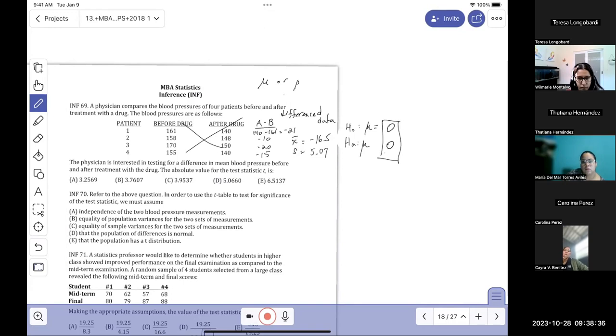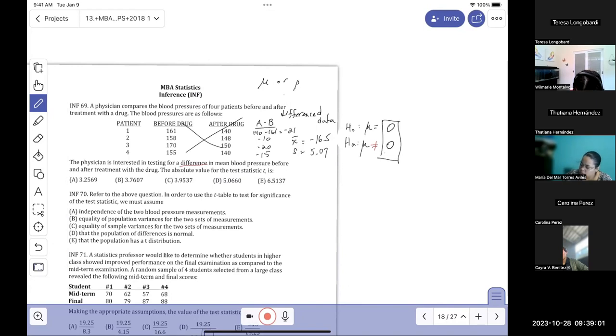A physician compares a blood pressure before and after treatment with a drug. The blood pressure are as follows. The physician is interested in testing for a difference. Yep, that's it. Just difference. You're right. So that's going to be not equals.